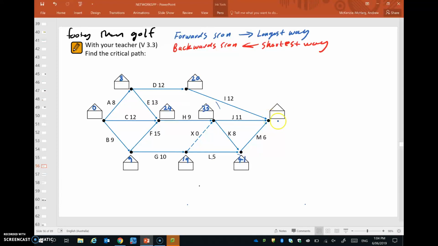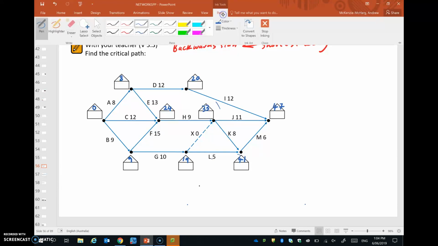Alright, so now to get to the last vertex, we can come via this one. 20 and 12 makes 32, 33 and 11 makes 44, or 41 and 6 makes 47, so we're going to go with that last one. So we end up with a 47 in there. So that is the forward scan. Now let's complete the backward scan.